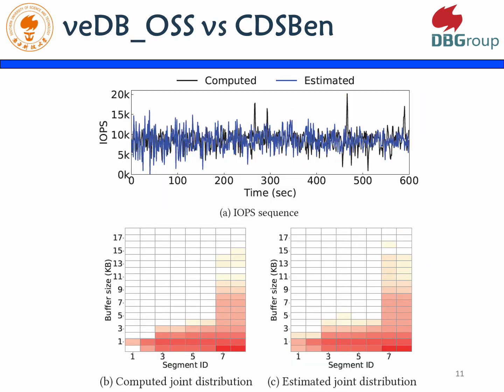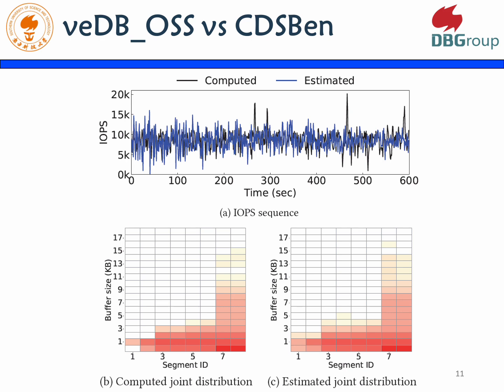In the following figures, we evaluate our CDS bin by comparing the workloads it generates with the workload we intend to simulate. Ideally, the I/O workloads generated by CDS bin should be close to the target I/O workloads, and we should not take too much effort to do so. First, we compare it against a real I/O workload, VDB-OSS.